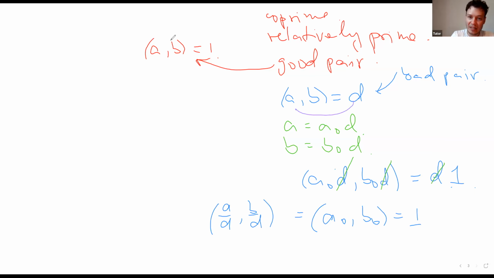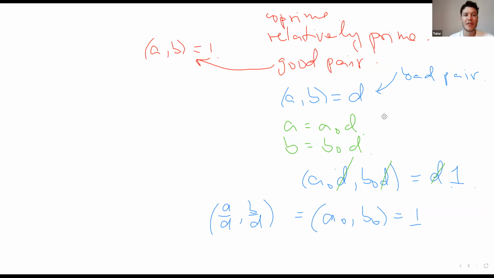I can take this D and divide by D here and divide by D here, and then just get 1. So if I write this divided by D, this divided by D, then this is equal to 1. Okay, so this is an important thing to keep in mind. Good pairs are nice. You're going to see nice properties of good pairs. But a bad pair can always be made into a good pair by removing the bad stuff, by dividing by this D. When I divide by D, I'm going to be left with a good pair A0, B0.